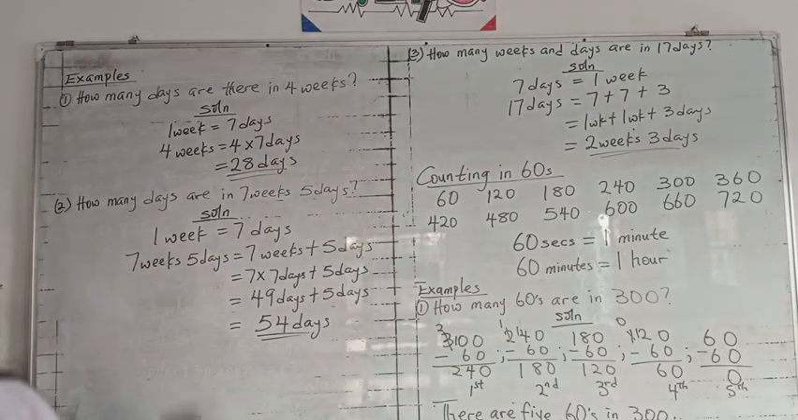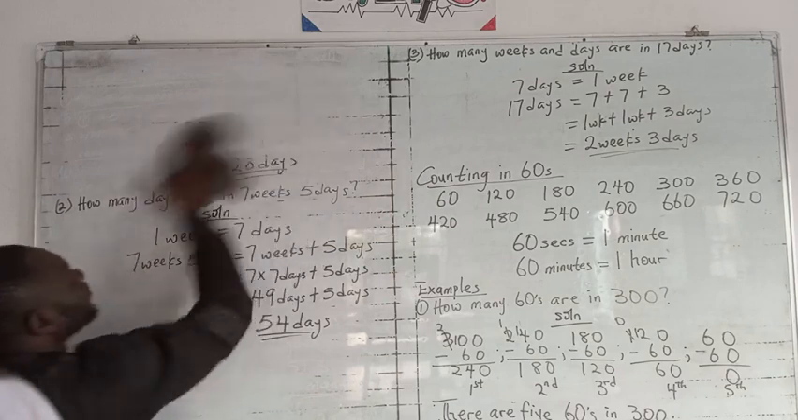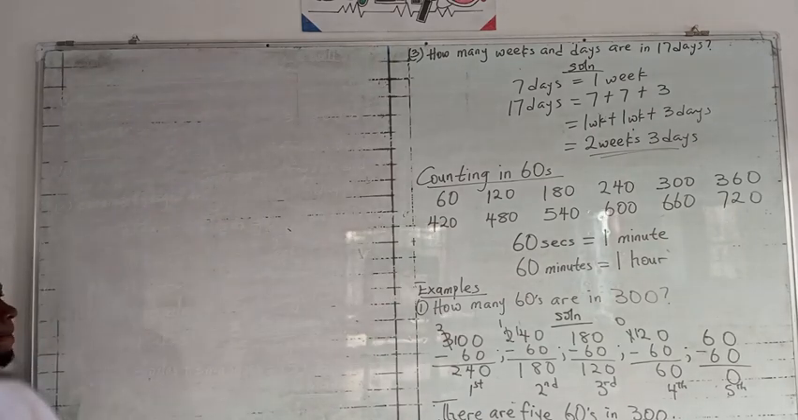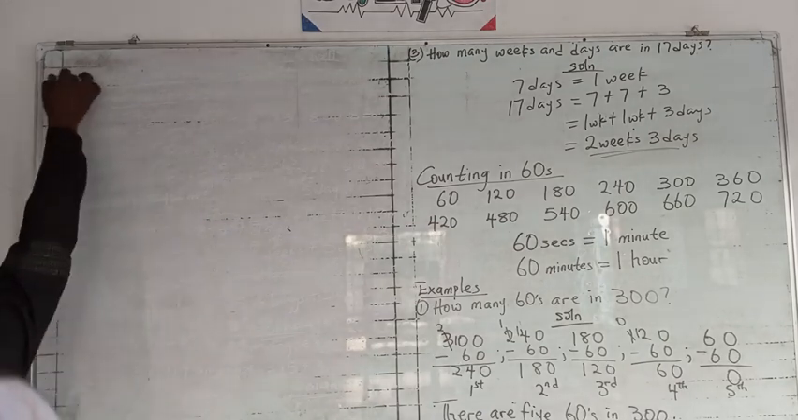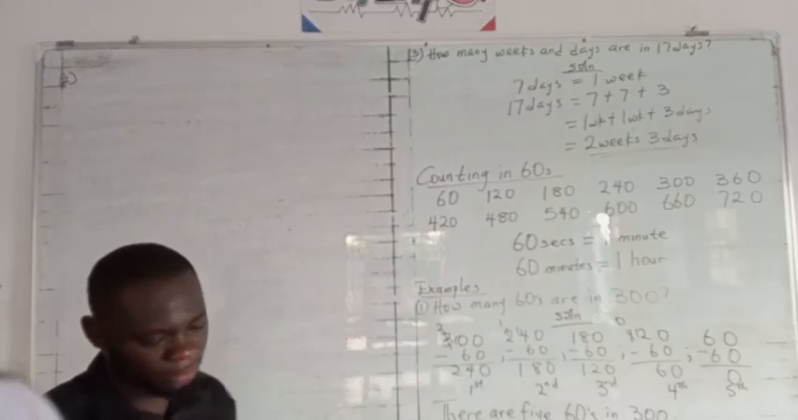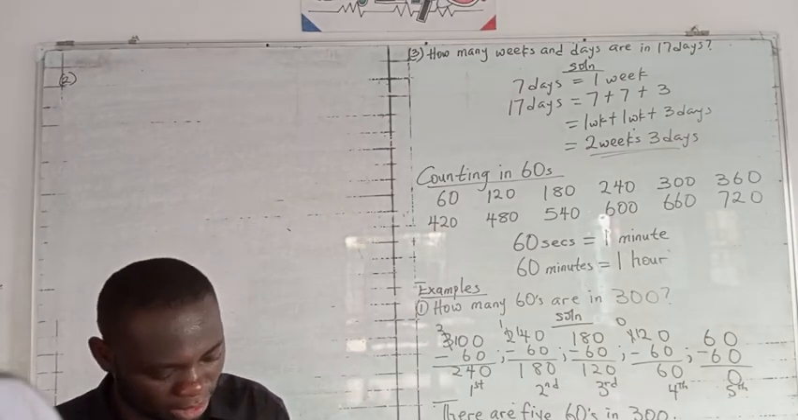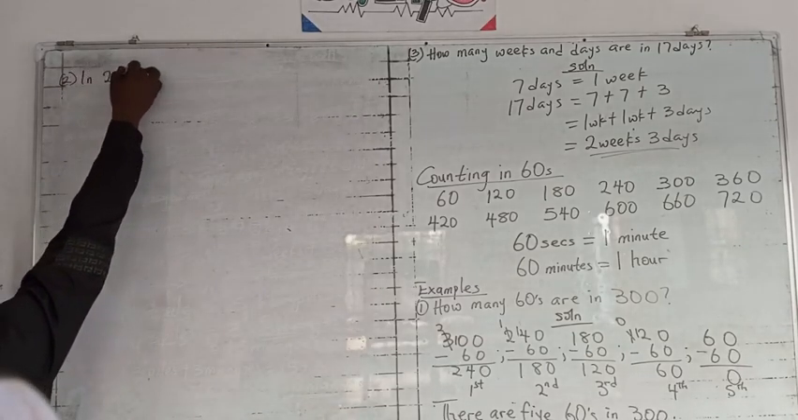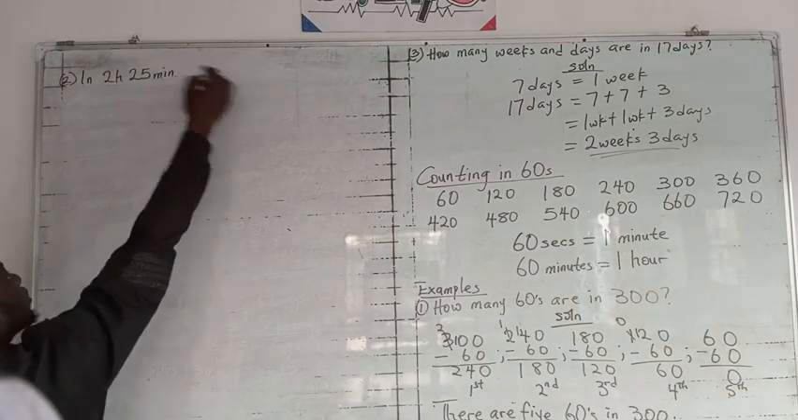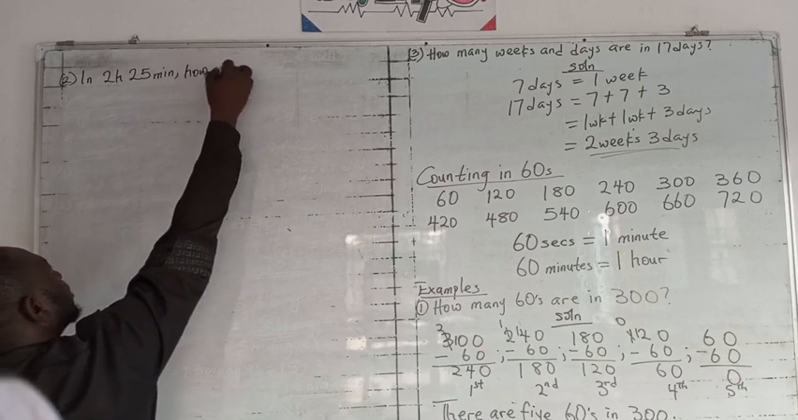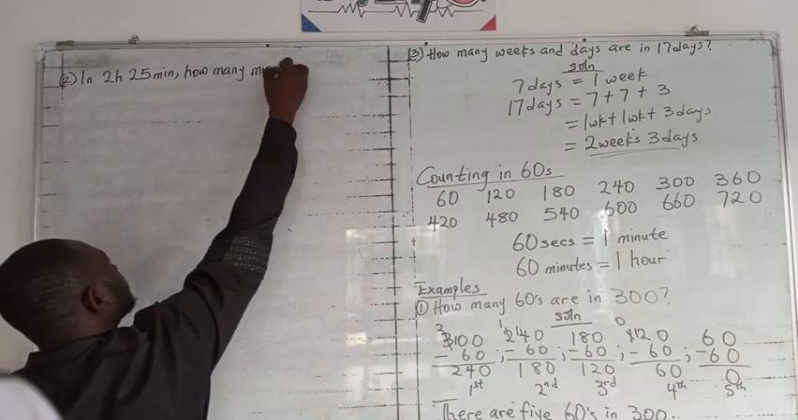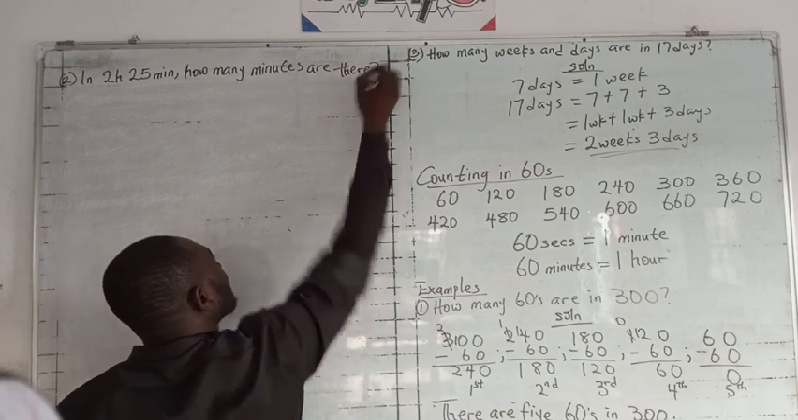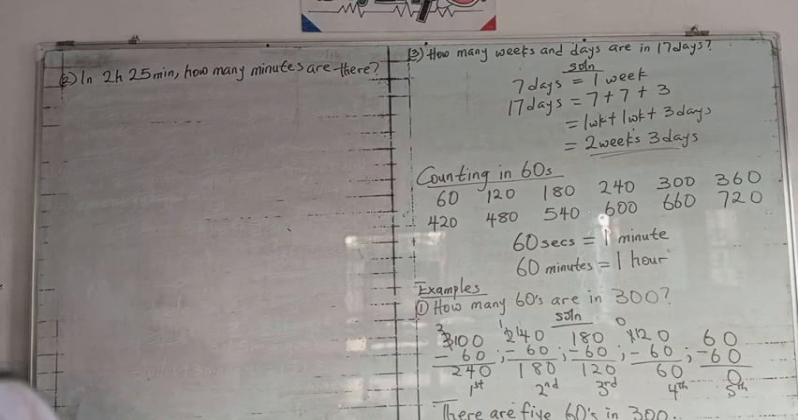Let me clean here. Number 2. It says, in 2 hours, 25 minutes, how many minutes are there? Right? So let's solve.